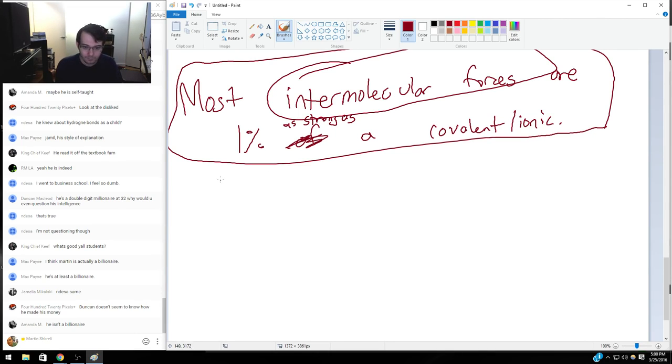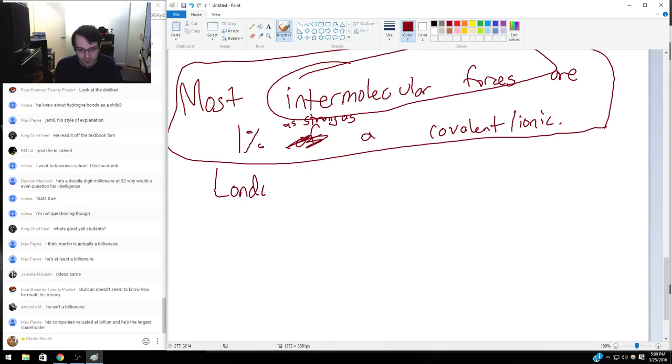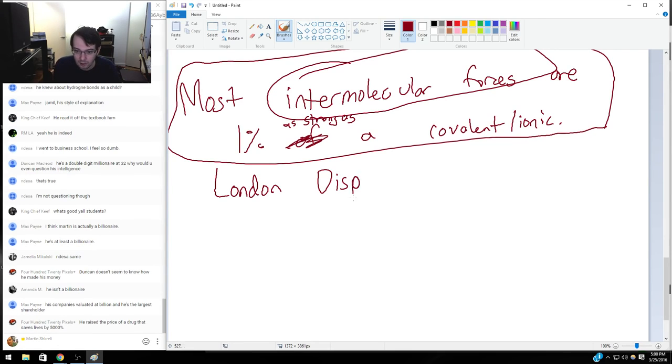So anyway, London dispersion forces are the next intermolecular force we're going to talk about. That's the last intermolecular force we'll talk about. London dispersion forces. And actually, I have a funny story about this.